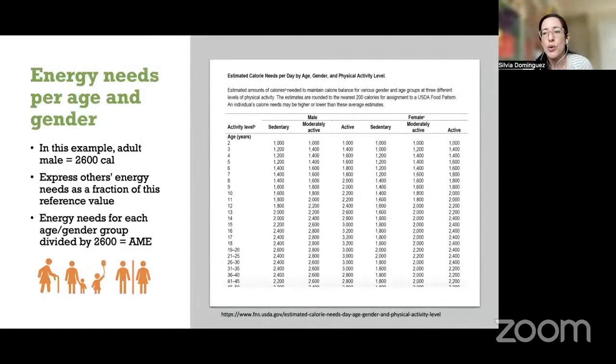Okay, so an AME, or adult male equivalent, is based on the energy needs of an adult male. The energy needs of other age and gender groups are then expressed as fractions of this reference value. Standard energy needs per age and gender are actually available from various sources. This is the kind of information that you can find easily online.